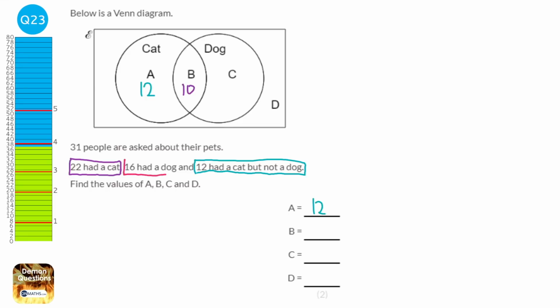If 16 had a dog, and 10 also had a cat, that means that 6 had just a dog. Let's make sure we fill these in. And if overall there were 31 people, and there were 12 who just had a cat, 10 who had a cat and a dog, and 6 who had a dog, that leaves 3 left over.